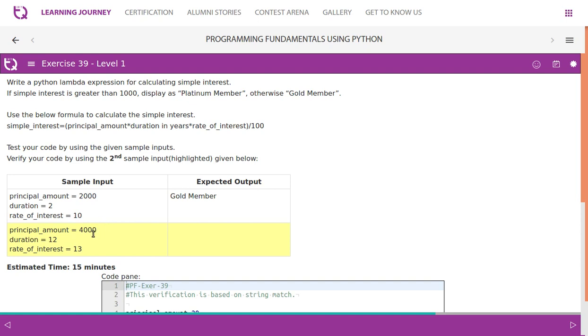If the principal amount is going to be 4000, and the duration is going to be 12 months, and the rate of interest is 13%, we will need to calculate simple interest.